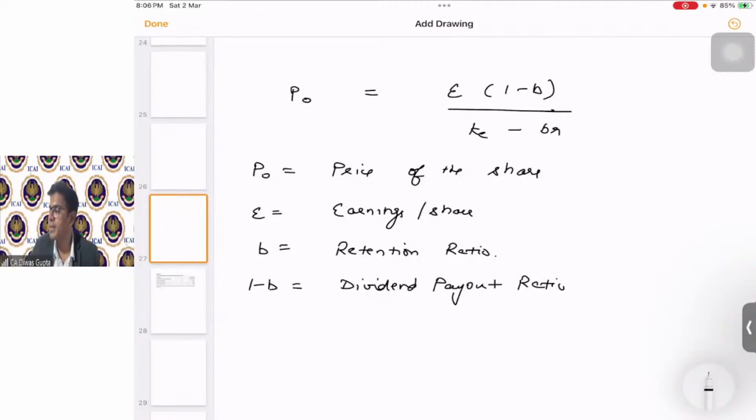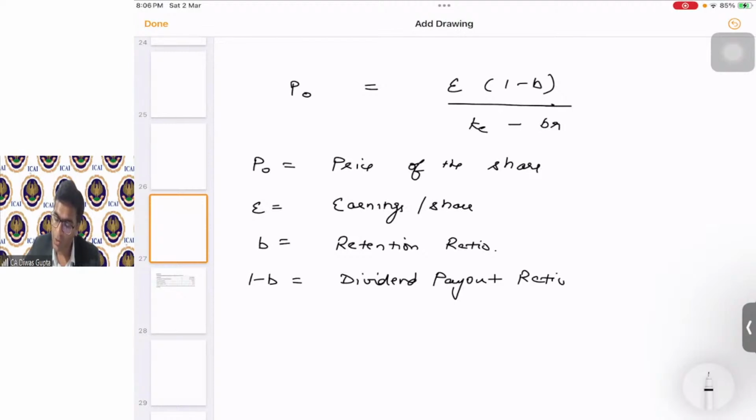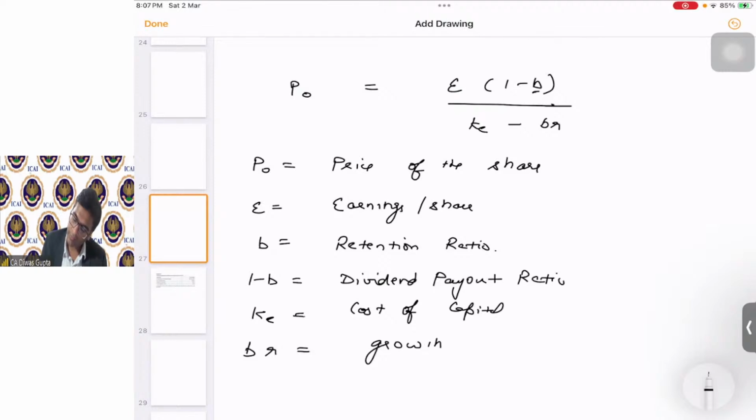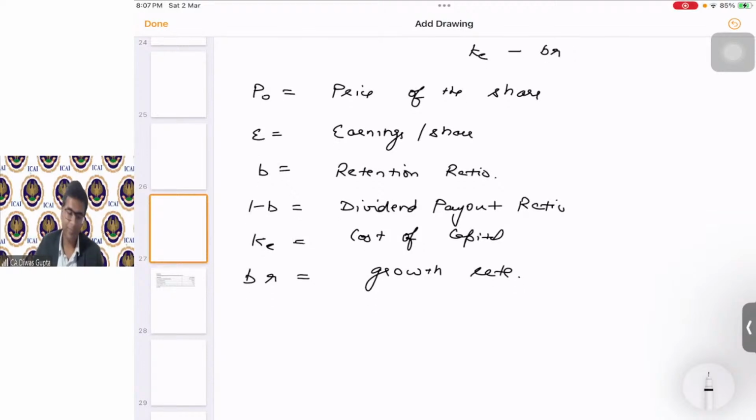So Sanya is saying instead of 1 minus B it can be multiplied by D. Yes, you can multiply it by the dividend payout ratio. So B is actually the retention ratio. If you don't want to multiply 1 minus B, then multiply it with the dividend payout ratio. That's what I'm trying to explain here. KE is equal to cost of capital. B into R is actually the growth rate. That's all right.